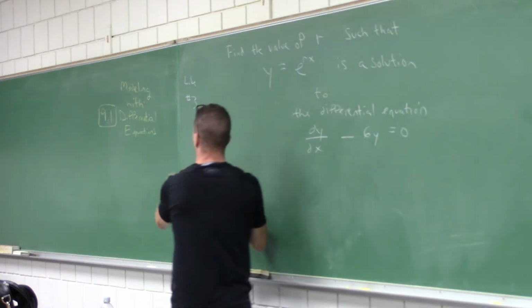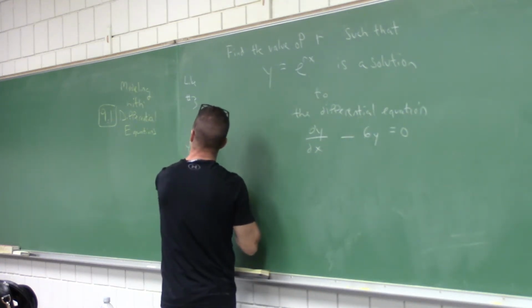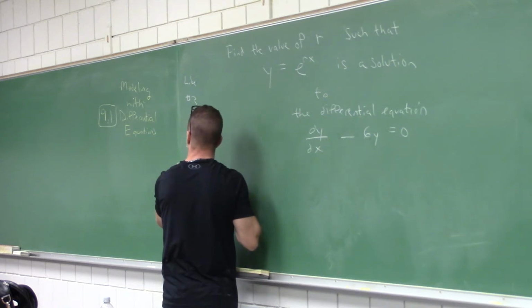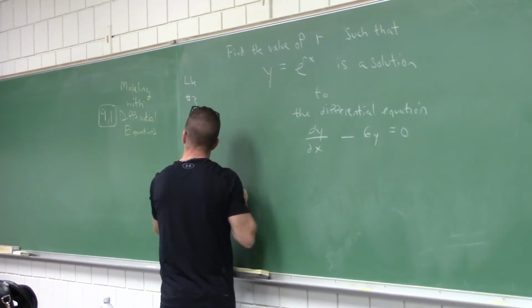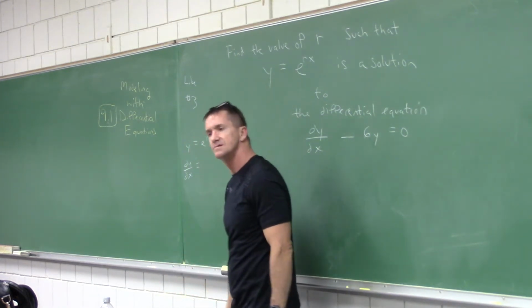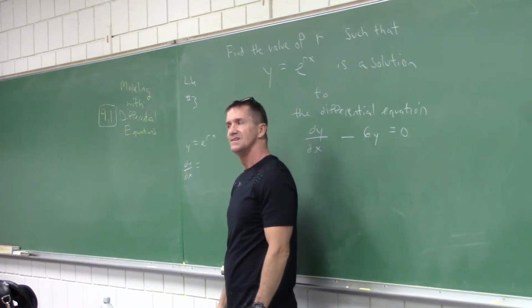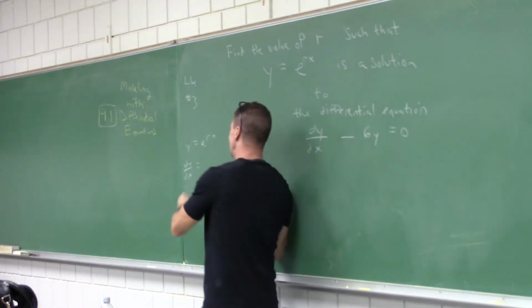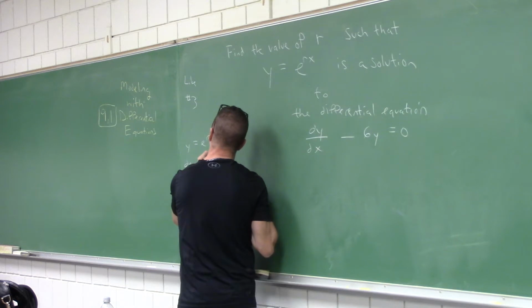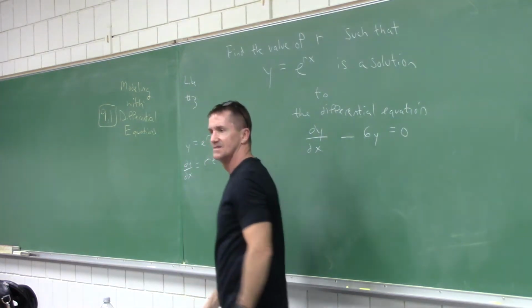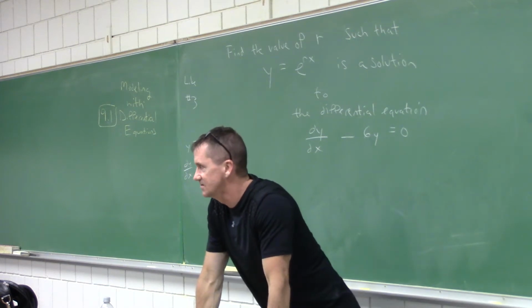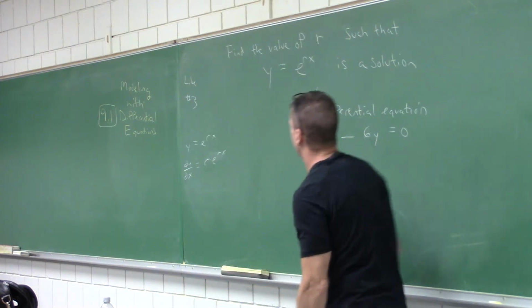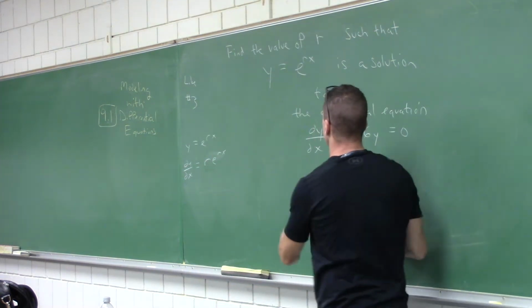So let's go off to the side. y equals e to the rx. Here's the only challenge of this problem. What's y prime? What is dy dx? r e to the rx. Chain rule. r e to the rx. Outstanding. True? Well, that r is just some constant. So I'm going to put that here.